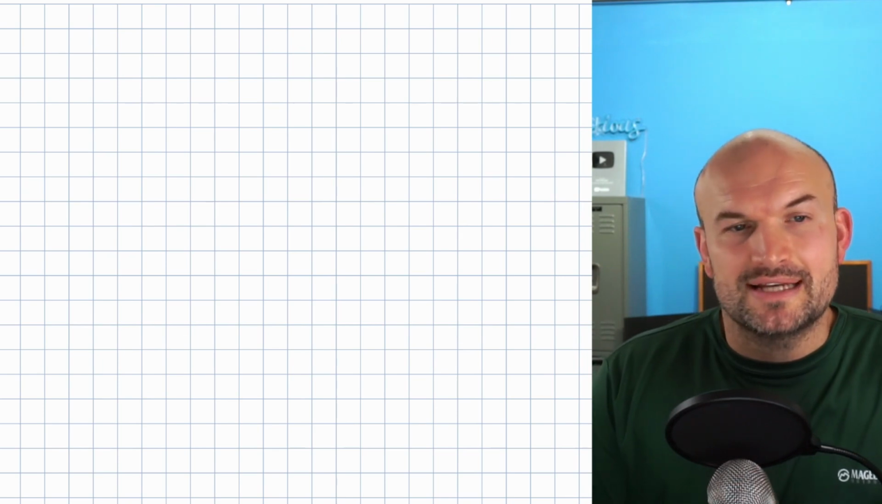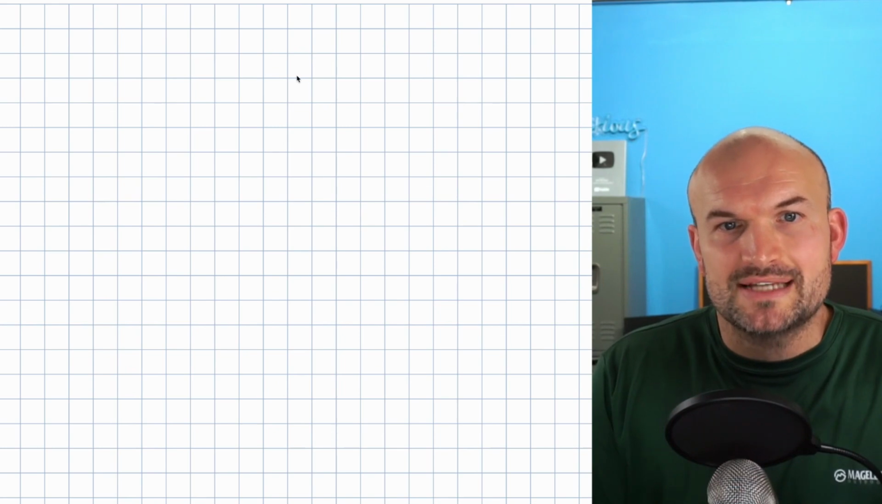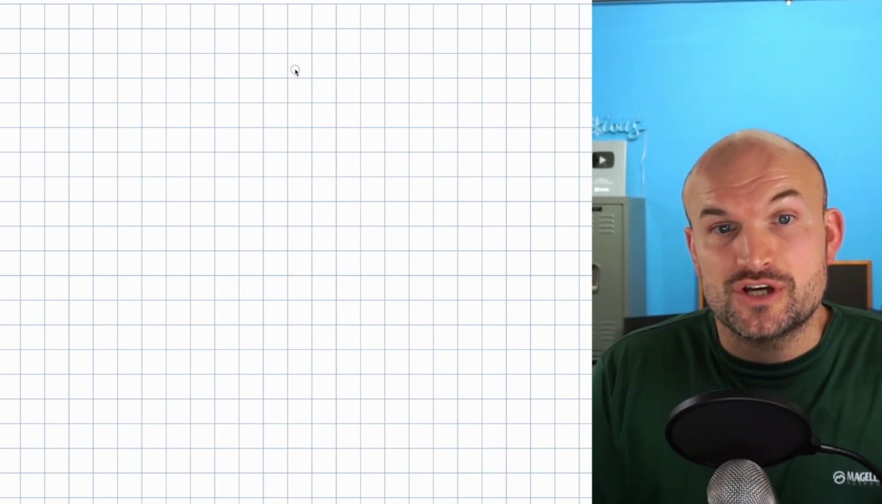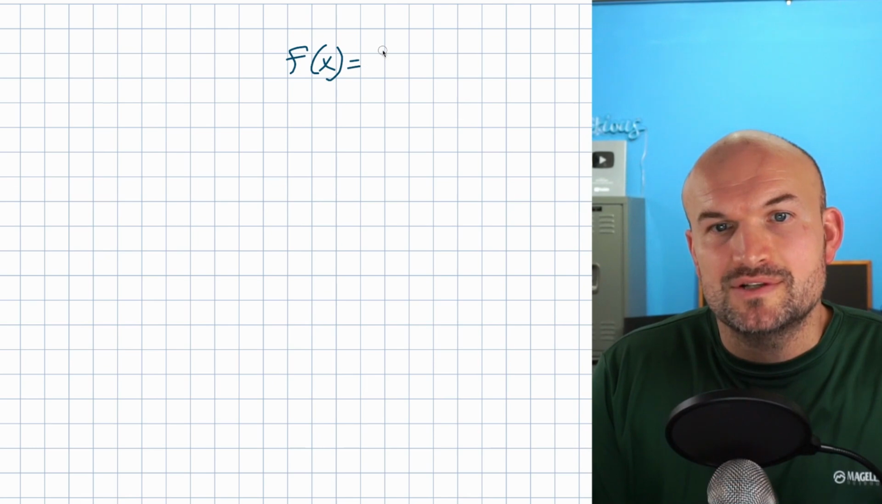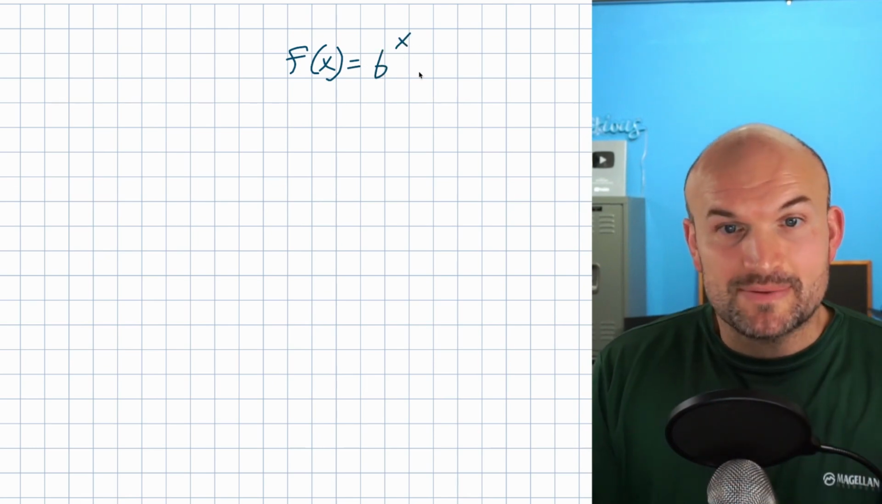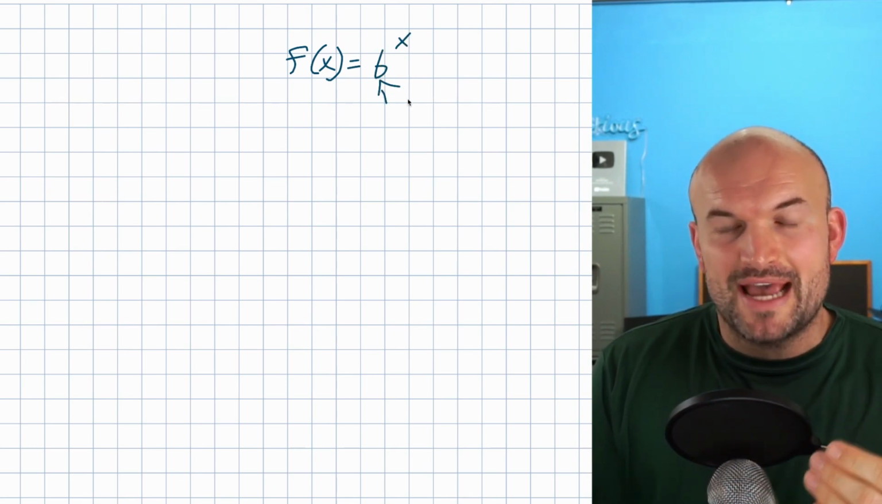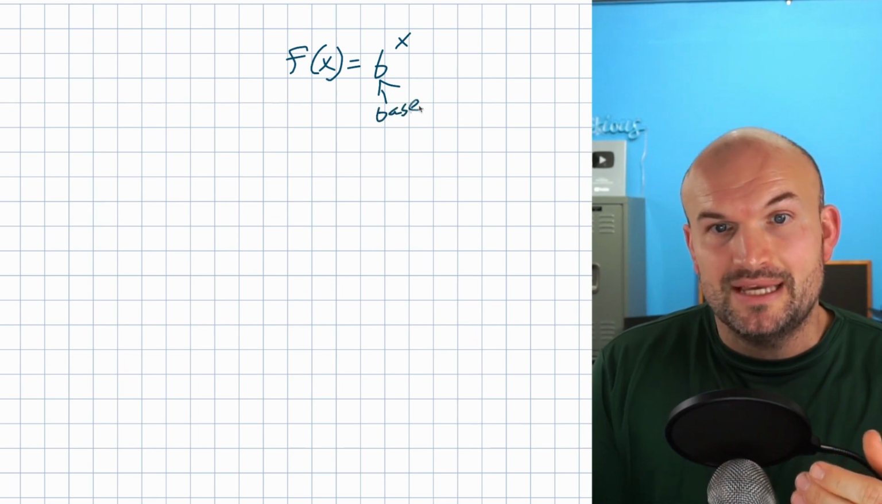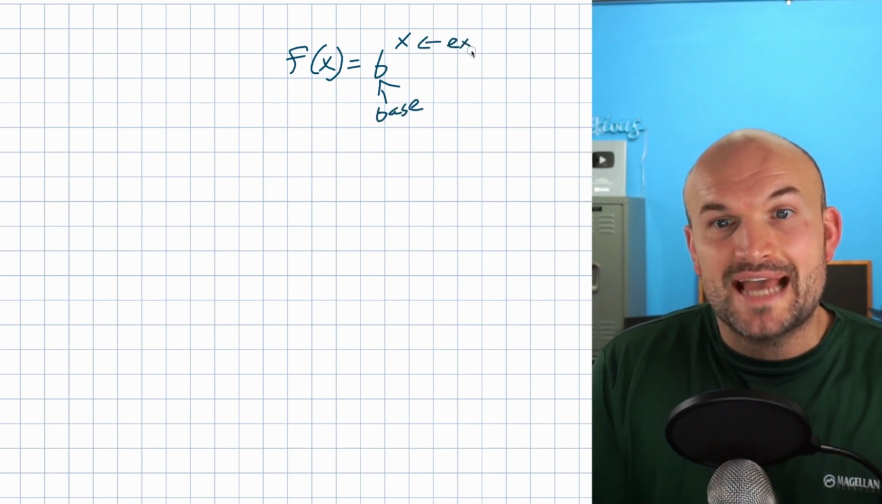Now, the first thing we need to understand is what exactly is an exponential function. When we have a function like f of x equals b to the x, this is called an exponential function because we have a base, that's why we use the b, and then we have the x, which is going to be the exponent.